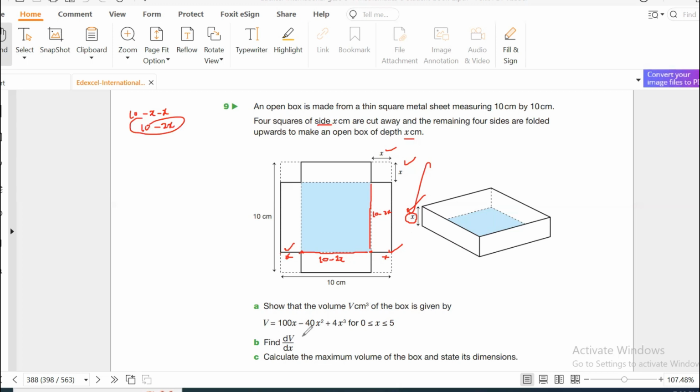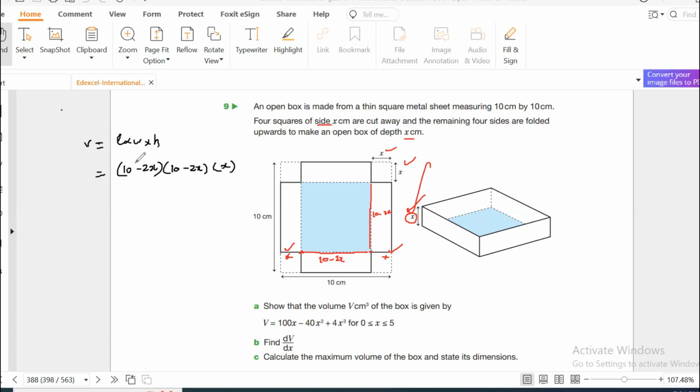So what they want: show that the volume V of the box is given by this. They mentioned the answer. We will try to justify this answer. Okay, so see, if I try this one, we can say that volume is equal to length times width times height, because all sides are not equal. But here two lengths are the same: 10 minus 2x, and again 10 minus 2x, and the remaining depth or height is x.